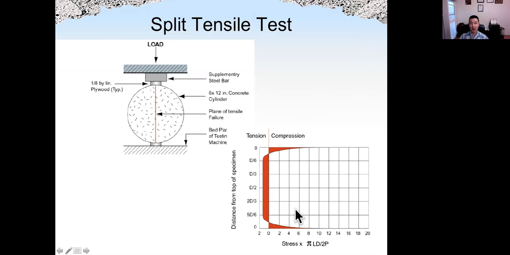So again, on the cylinder, the majority part of the cross section is under uniform tension. Only the top and the bottom part is under compression. Okay, so from the split tensile test, we get the idea of the tensile strength of concrete.